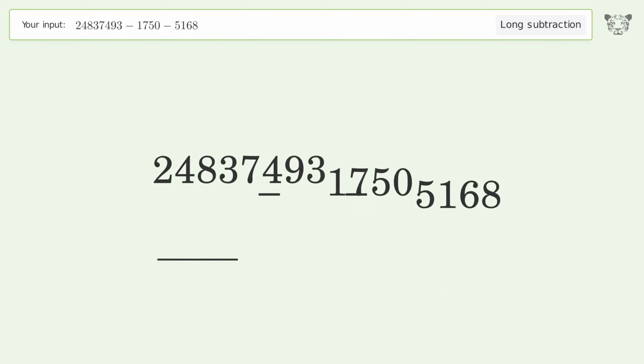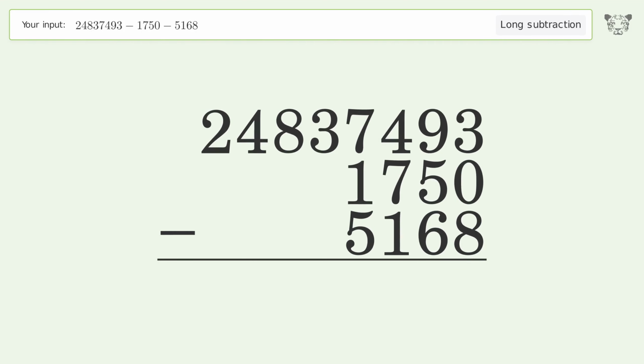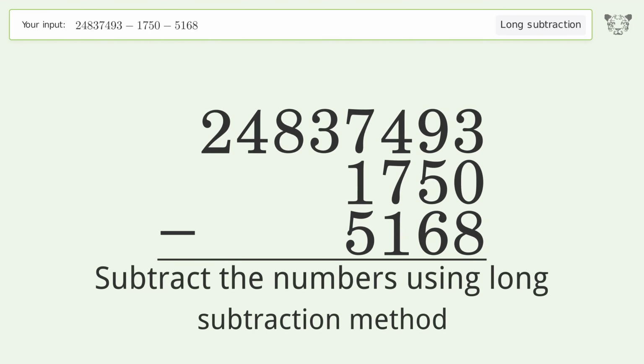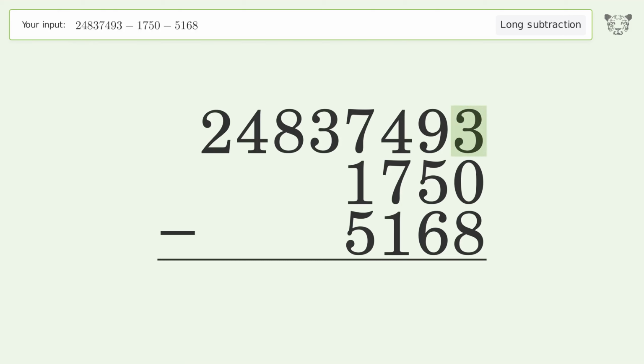Rewrite the numbers from top to bottom, aligned by their place values. Subtract the numbers using long subtraction method. Because the upper digit, 3, in the ones column is too small to get a positive difference, borrow 1 from the digit, 9, in the next number place which becomes 8, and get 13. 13 minus 0 minus 8 equals 5.